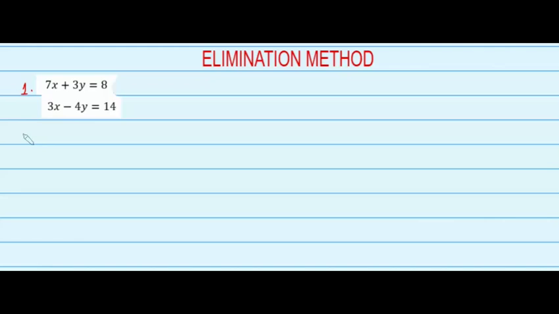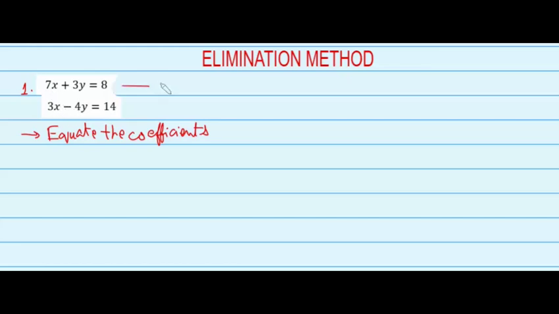I'm just writing the step. The first step is to equate the coefficients of either x or y. So for example, suppose we wish to eliminate x, then the coefficients of x, you can see they are 7 and 3. So how to equate them?